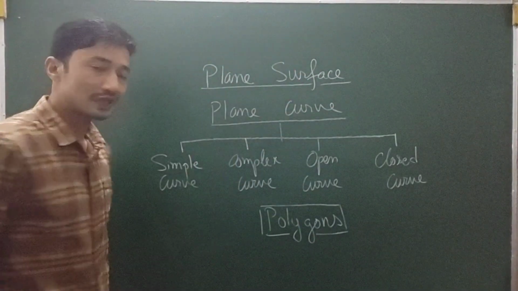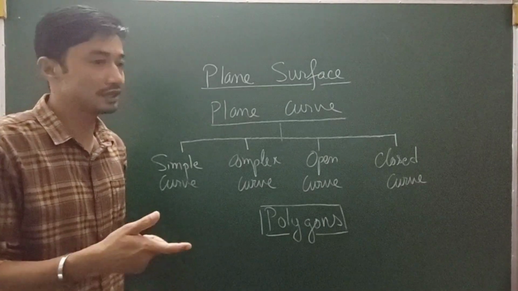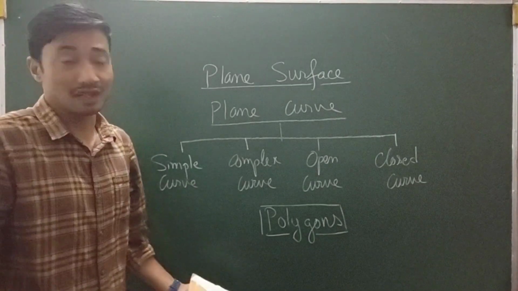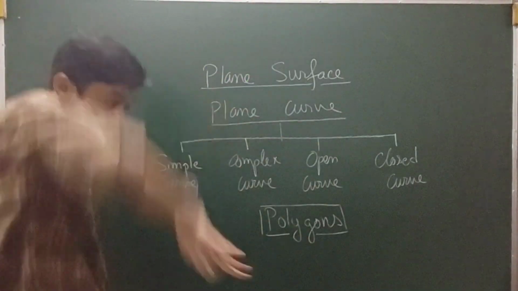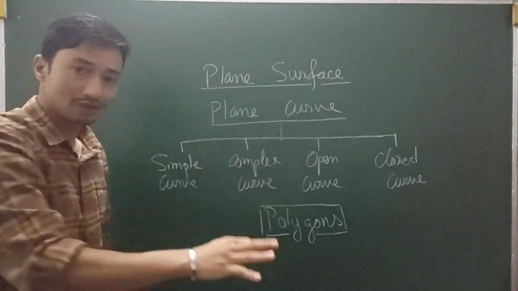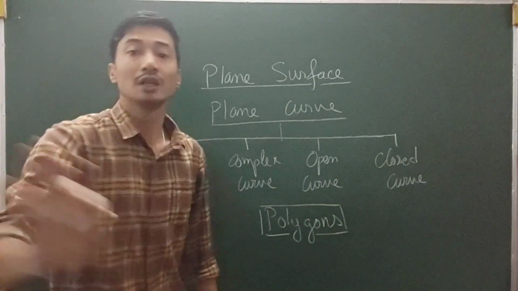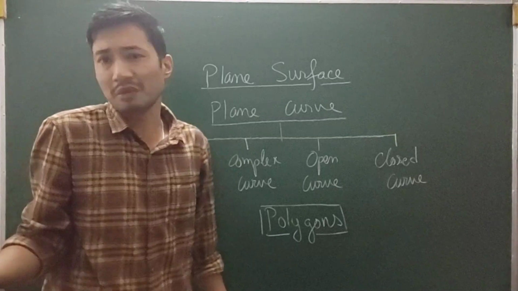Now, we have to first understand what we mean by plane surface. A plane surface is a surface that is plane. Seriously. The board is also a plane surface. It's not up and down like this, is it? So a board is considered a plane surface. Your notebook, your desk, your table, the mobile screen, these are all plane surfaces. Plane surface simply means that.